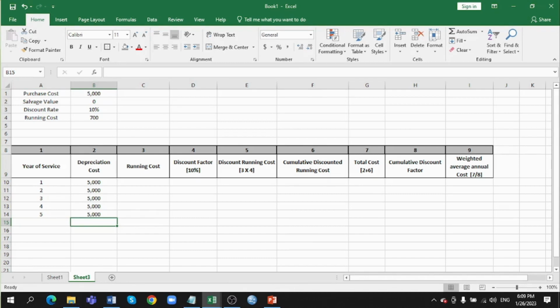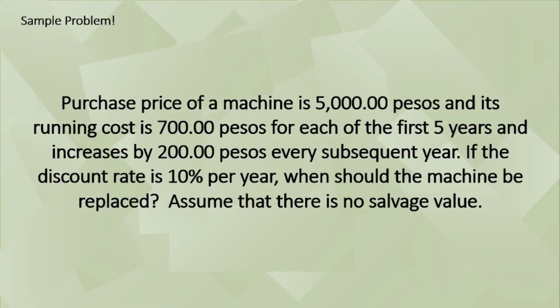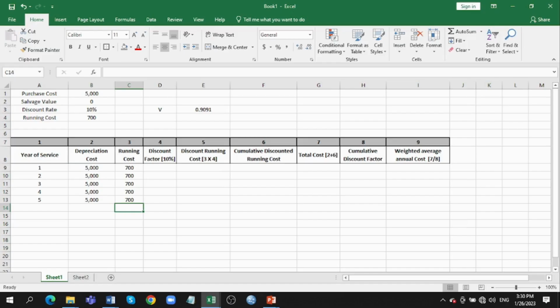Okay? Now let us move to the third column, which is the running cost. Remember that in the problem, it is stated that 700 pesos for each of the first 5 years. Your running cost is 700 pesos. Emphasis on for each of the first 5 years. Therefore, from year 1 down to the year 5, your running cost would always be 700 pesos. It will neither increase nor decrease. Okay? Now, moving on to the fourth, we have our discount factor, which is 10%.